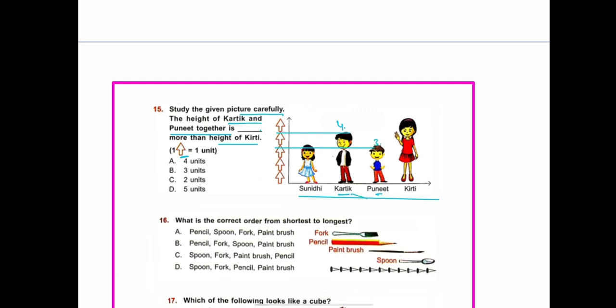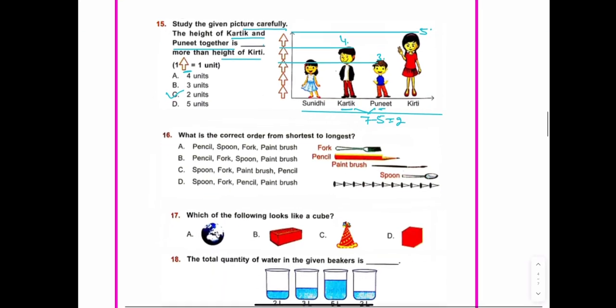So together their height is 7 units, and for Kirti it is 5 units. Okay, so 7 minus 5, 2 units higher. So their combined height is 2 units higher as compared to Kirti.